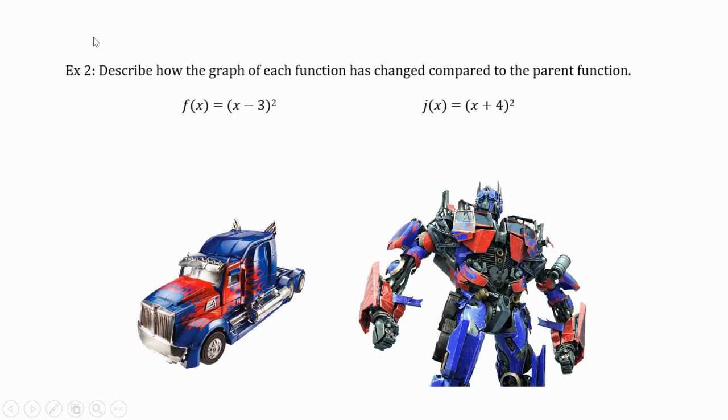Okay, so now let's try these 2. You should be able to look at it. The goal here on transformations is to be able to look at the equation they give you, compare it to the parent function, and know what's happening. So you know this is h. It's on the inside. So it's minus 3. So this is going to shift to the right 3 units. Remember, it goes the opposite. And this one is a plus 4, so it's going to shift to the left 4 units.